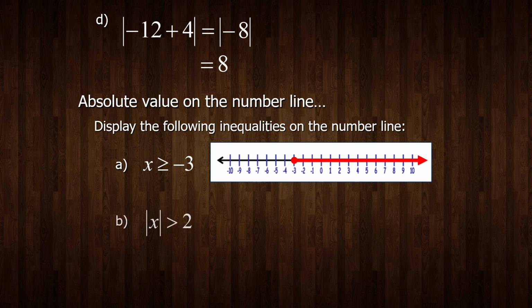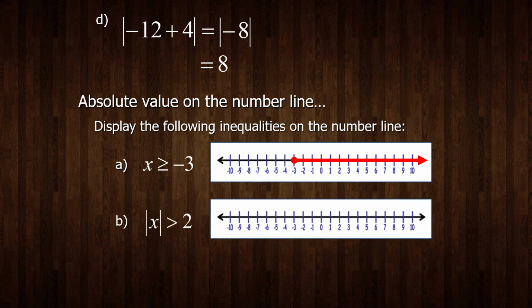Now, what about the absolute value of x is greater than 2? Okay, don't let this confuse you. Remember the definition of absolute value. Absolute value is the distance from 0. So we are interested in all of our values, x, that have a distance from 0 that is greater than 2. Okay, one more time. We're interested in the numbers whose distance from 0 is greater than 2.